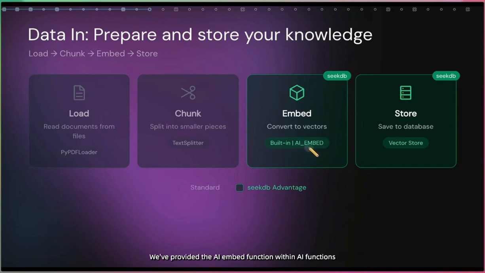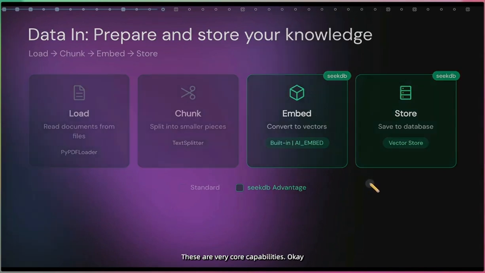We've provided the AI embed function within AI functions to connect everything together. This way, the vectorization capability can be handled right at the database layer, and the final data entry into the database, well, that's already a core capability in itself. In the previous session, we also introduced our strong support for hybrid search capabilities. As for how to perform hybrid search and data entry, we actually covered that in detail last time, so you can refer back to that. So these 2 aspects, vectorization and storage, are essentially handled at the database layer itself.